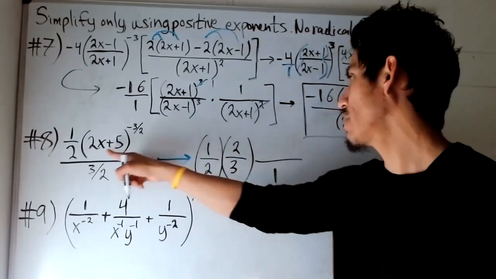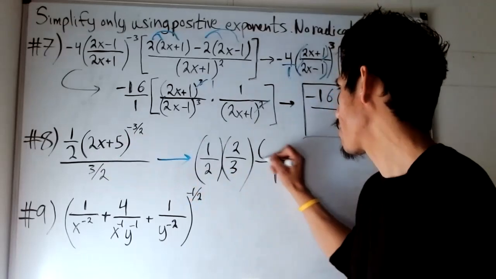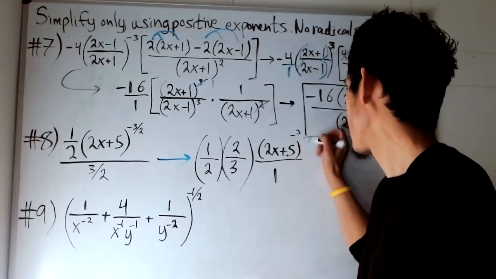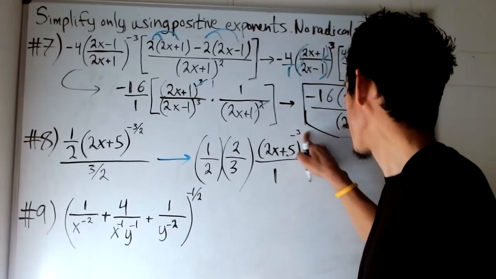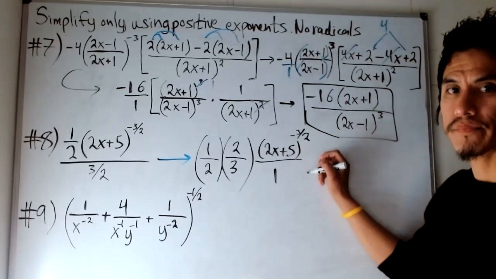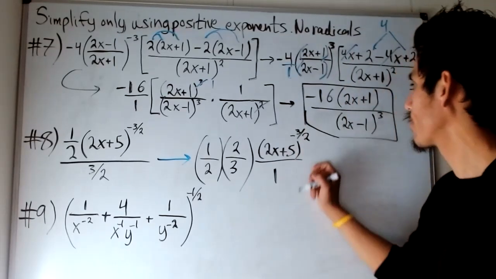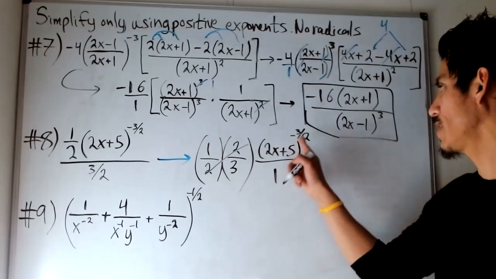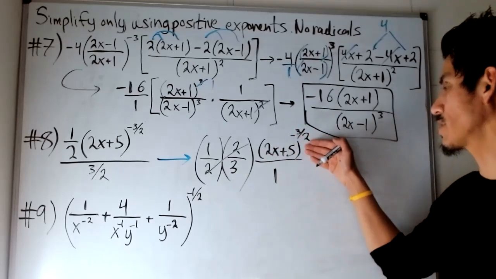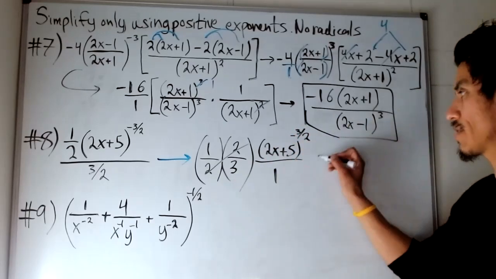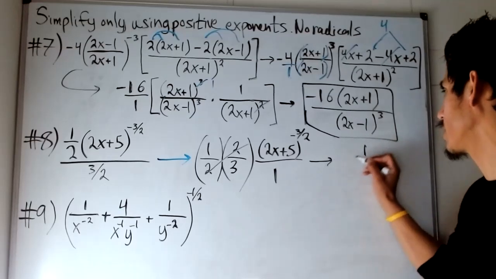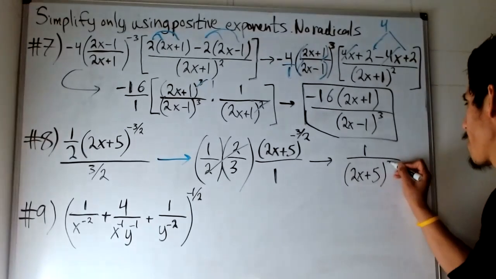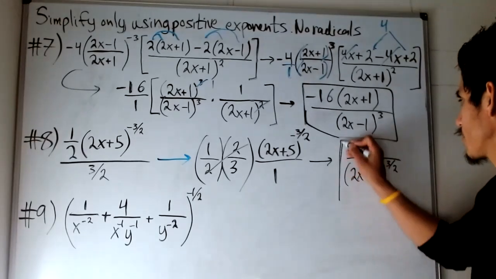We just take those out, and what is left on top is 2x plus 5 to the -3/2 power. And these 2's will cancel, so then you just have a 1/3 here. And let's make this exponent positive. So we're going to bring the 2x plus 5 into the denominator. And so all you have is 1 over a 2x plus 5 to the 3/2 power. That's your final answer.